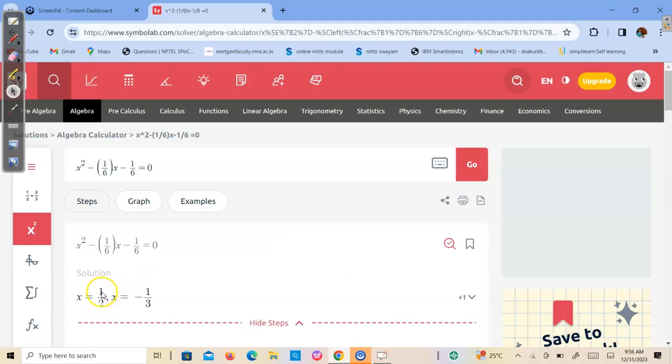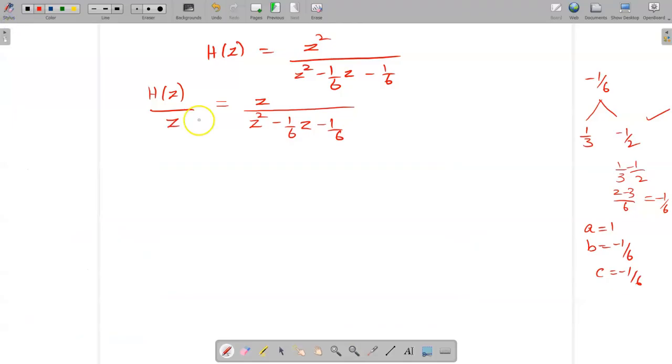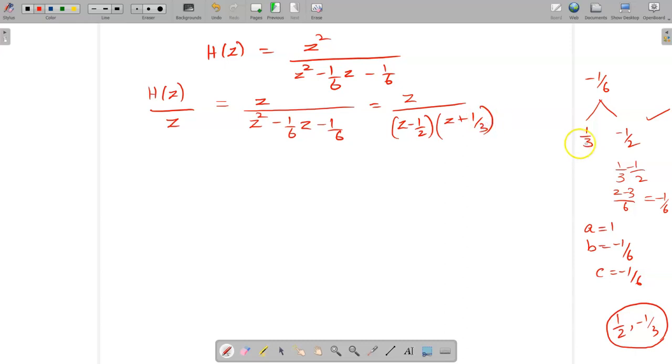What are the roots? The roots are 1 by 2 and minus 1 by 3. But while writing the expression, you have to change your sign and write. This is what you will obtain in the calculator also. So I can write it as z minus 1 by 2, and changing the sign, z plus 1 by 3. Okay, so this is what I have.